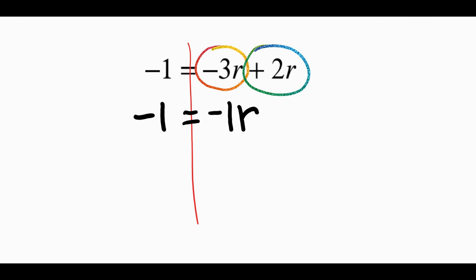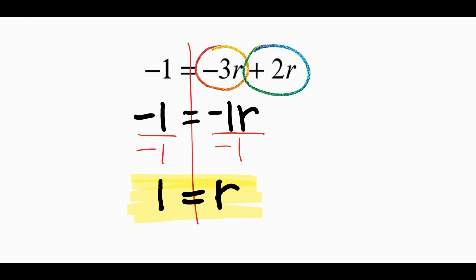And here they are multiplying the r by negative 1, therefore I'm going to divide both sides by negative 1. And that leaves me with an r on this side, and a negative divided by a negative is a positive, and 1 divided by 1 is 1. R equals 1 is my final answer.